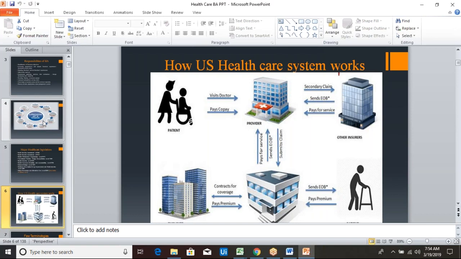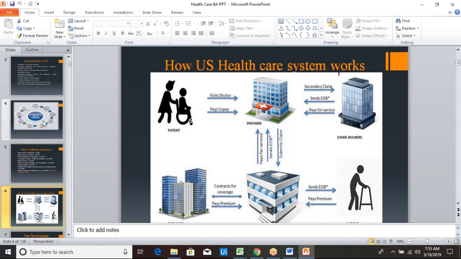Whenever the patient visits, either they can visit a hospital or a primary healthcare physician. Primary healthcare physicians can also claim insurance for the treatment they have given, as well as hospitals can claim. So we have two different things.